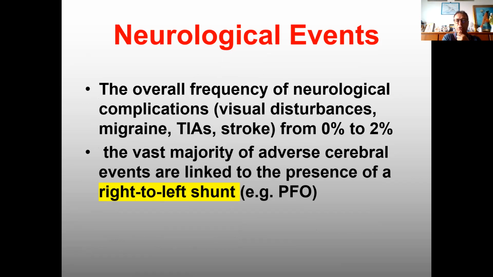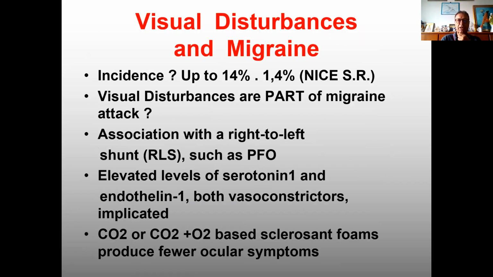Now we move to the neurological events. Again, it's not easy to report the real incidence. Somehow the overall frequency varies from 0 to 2% when we look at literature. And anyway, the vast majority of these adverse cerebral events are linked to the presence of a right to left shunt, for example, the patent foramen ovale.